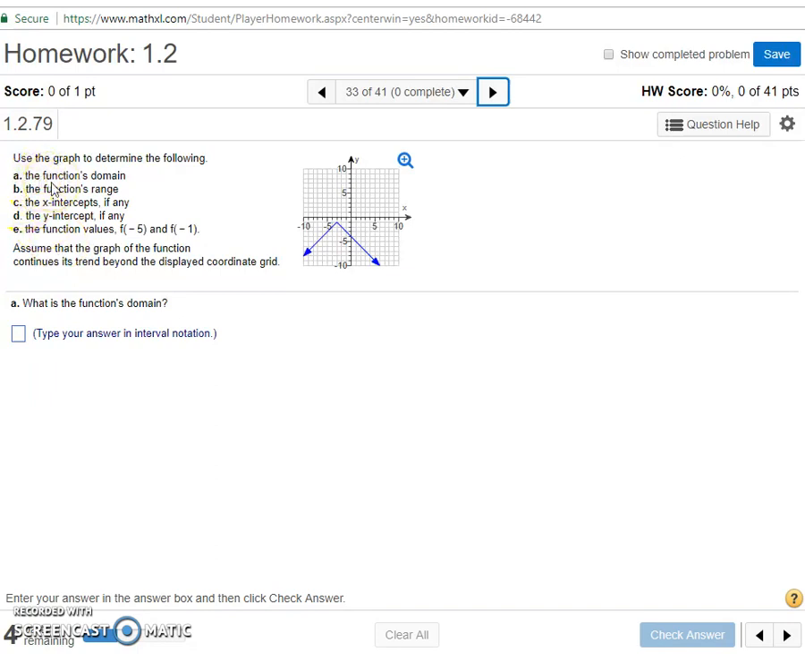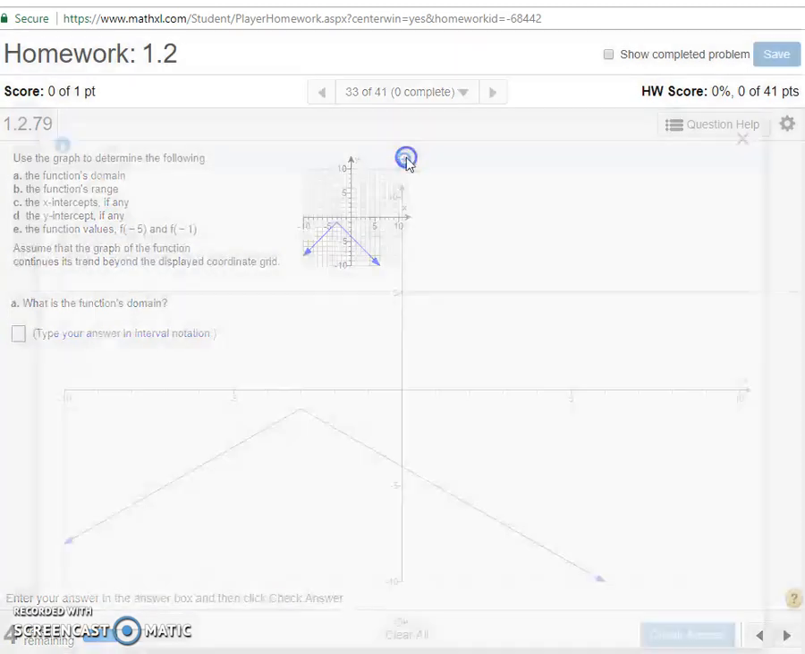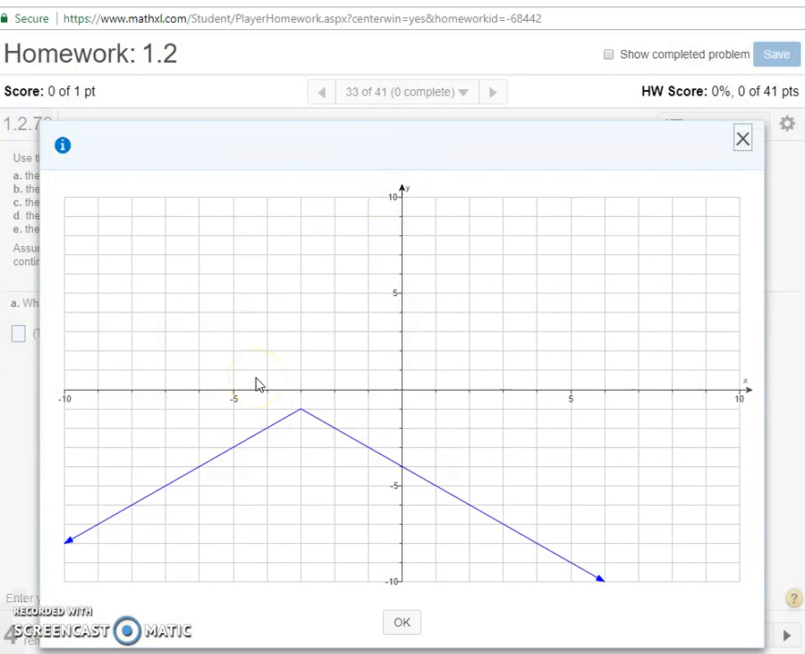The first one is asking for the function's domain. So I'm going to zoom in on the graph here. Okay, the domain, remember, are the x values, the x values that the function is using. One thing we have to notice is the arrows on the end here. The arrows imply that the function is continuing in both directions. So that means I am using all of these x values and I'm using all of these x values.